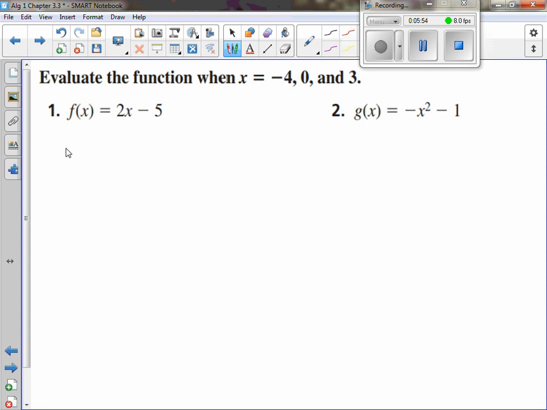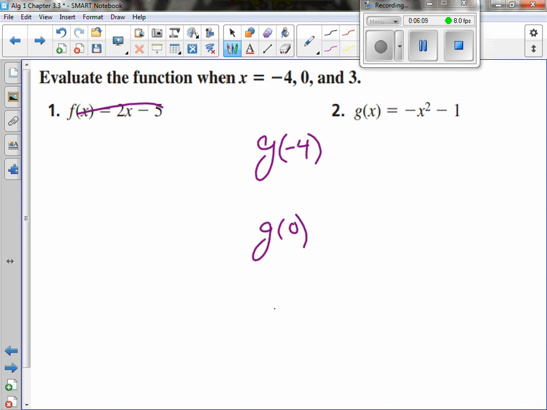Let's look at number 2. So we're going to do this 3 times. We're going to do this for negative 4, 0, and 3. So I'm going to find G of negative 4, G of 0 and G of 3. And what are we doing? We're replacing x with that value, yes? So for the first one, we're going to have what?